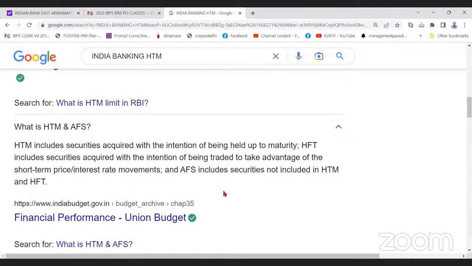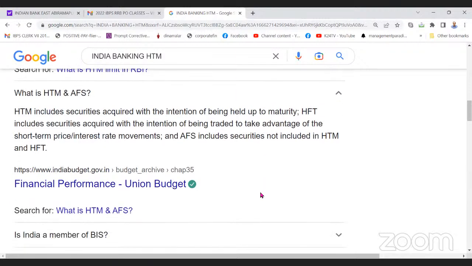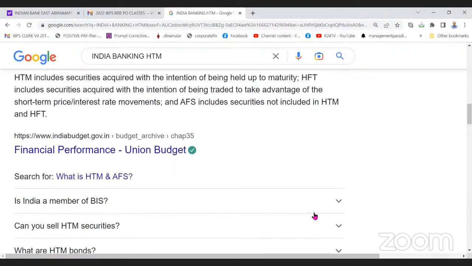What is HTM and AFS? HTM includes securities acquired with the intention of being held to maturity. HFT includes securities acquired with the intention of being traded to take advantage, held for trading. AFS includes securities not included in HTM and HFT.